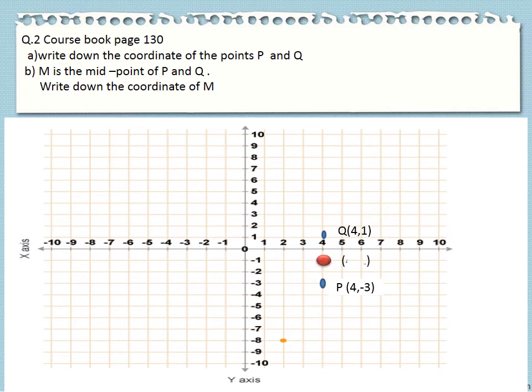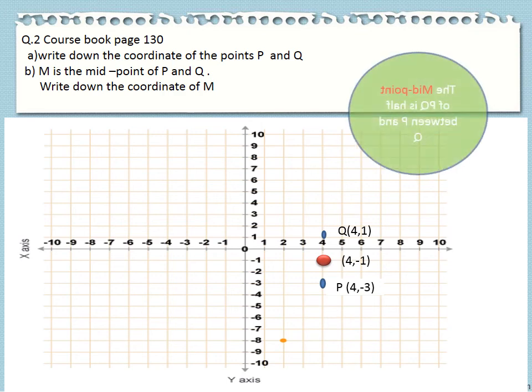To find the midpoint, it's halfway between P and Q. So halfway between P and Q is (4, -1). So the midpoint between Q and P is (4, -1).